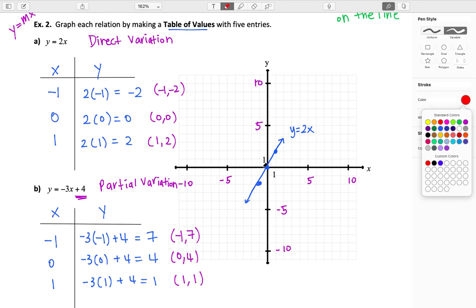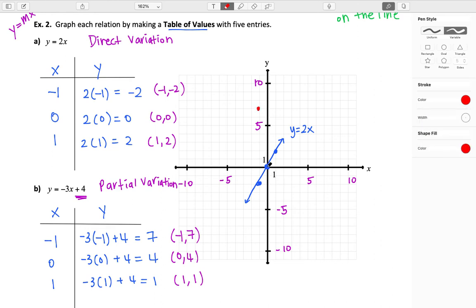So we have -1 all the way starting here. 0, 4, so at 0 it's 4, and 1, 1. Okay, so I can connect the points. So let's connect using a ruler. This graph is y is equal to -3x plus 4. Okay.